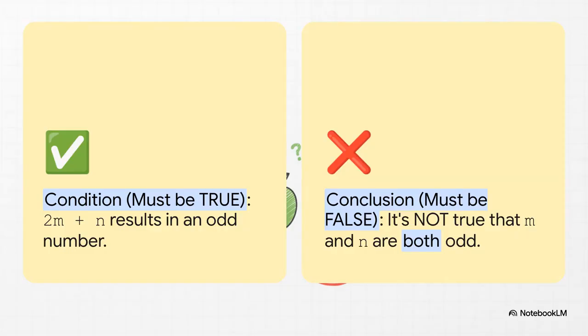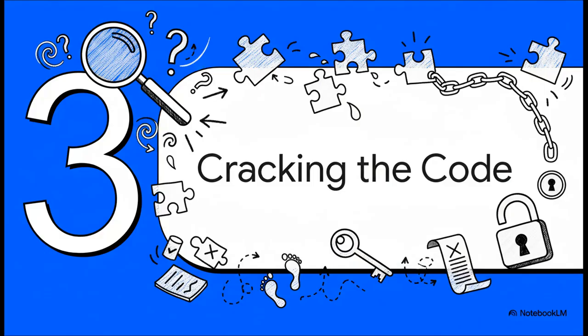Okay, this slide lays out our mission plan perfectly. We need to find a pair of integers, an m and an n, that do two very specific things. First, the condition part has to be true. That means when we calculate 2m plus n, we have to get an odd number. And second, the conclusion part must be false. It cannot be true that m and n are both odd. All right, our mission is clear. Time to start following the clues. And guess what? The biggest clue is hiding in plain sight, right inside the statement itself.